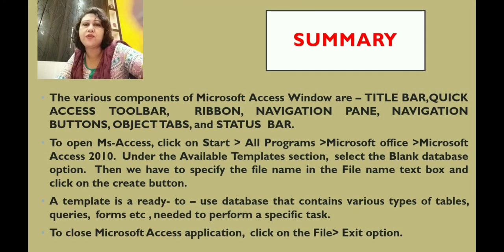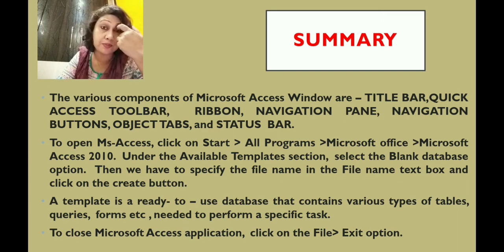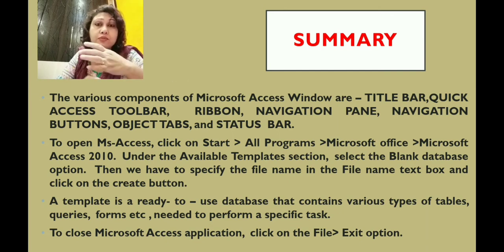We covered the various components which make up a Microsoft Access window. That is the title bar, the first one. Then we have the quick access toolbar, then the ribbon, the navigation pane, the navigation buttons through which you can move throughout the table in order to see the data, then the different object tabs, and lastly the status bar. Then we gathered knowledge on how to open MS Access.